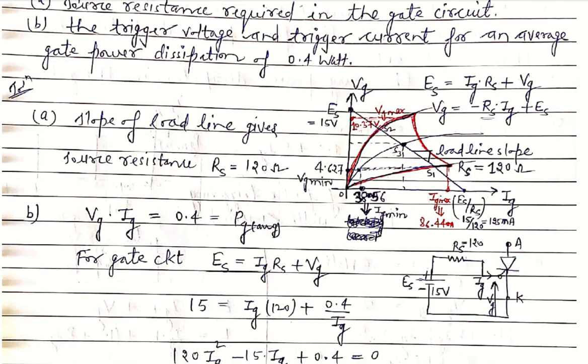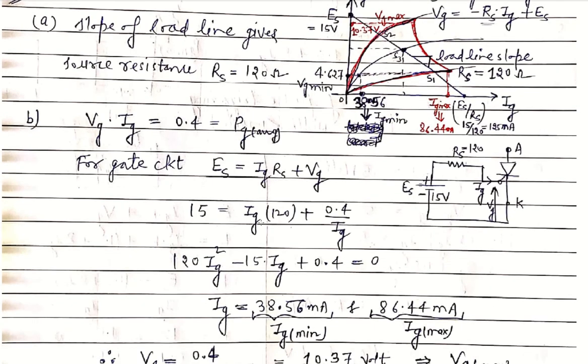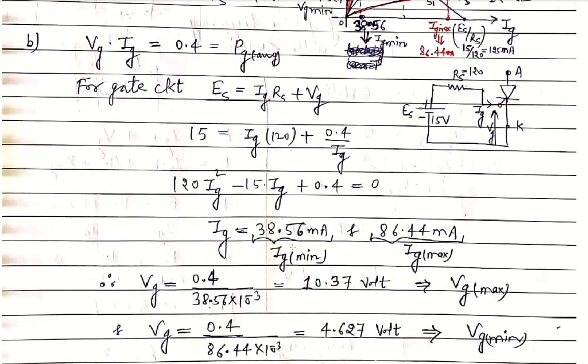Now we put Es to be 15 volt, given in the problem, and Rs is also calculated in part A. Ig is there, and by the expression Vg Ig equals 0.4 watt, we have calculated the Vg and put it in the whole expression in terms of Ig. Now we calculate Ig by this second order quadratic equation. If we calculate this, two Ig values are obtained: 38.56 milliampere and 86.44 milliampere.